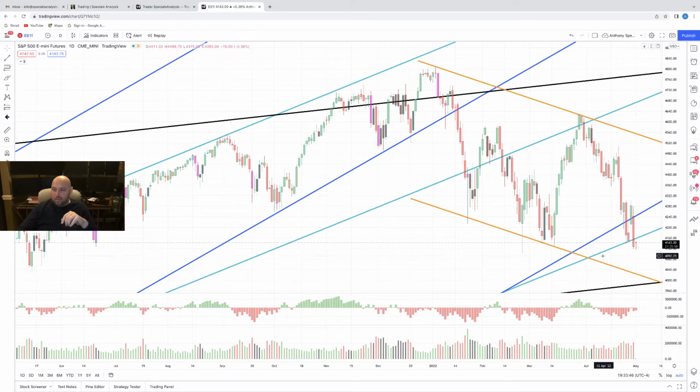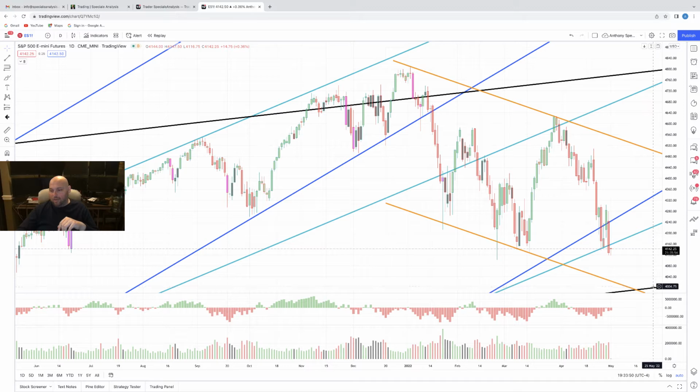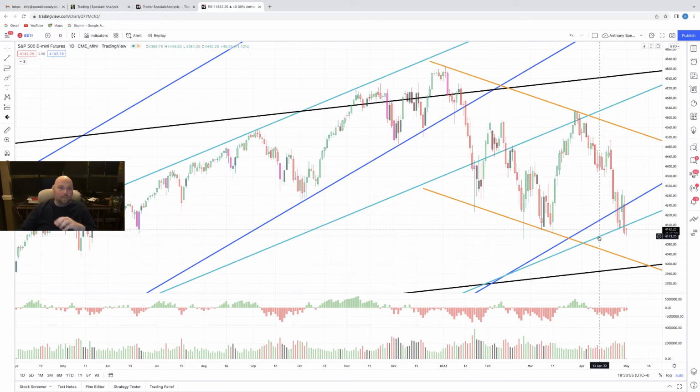As long as we continue to close below the teal line, testing the orange channel or black channel in the near future is not out of the question. S&P 4000 is totally attainable in the very, very near term. So we'll see what happens.